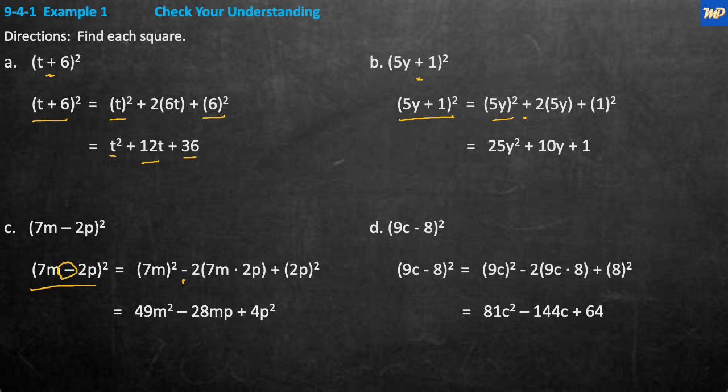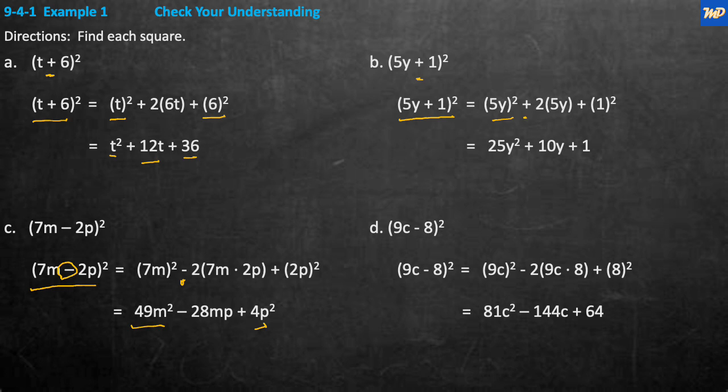This is negative. And then it's 2 times 7m times 2p. So that would be negative 2 times 7 times 2, right? So when you come down here, it's going to be negative 28mp. The first term is 7 squared, which is 49m squared. And the last term is 2 squared, which is 4p squared. So it's 49m squared minus 28mp plus 4p squared.